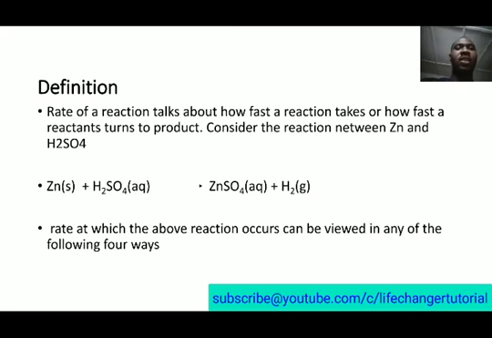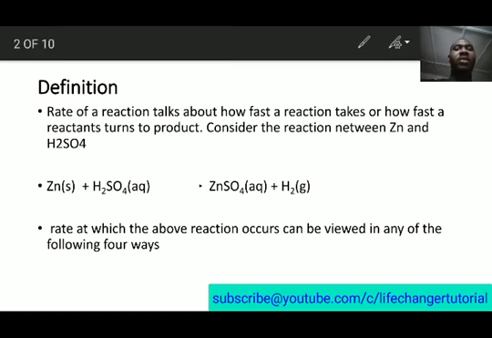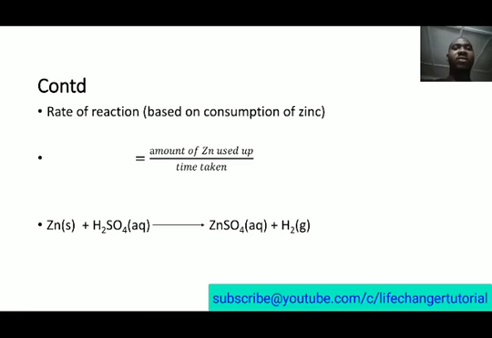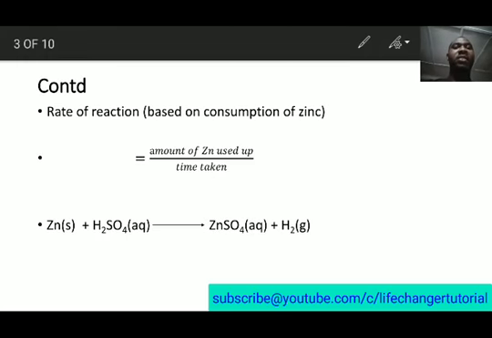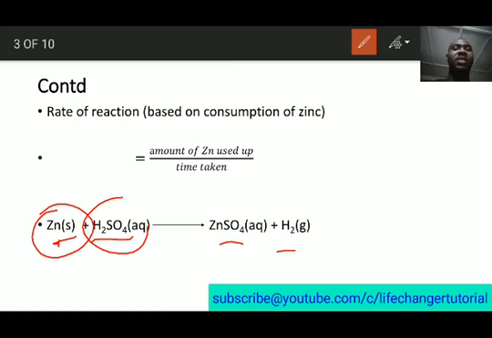Into product. So we consider the reaction here between zinc and H2SO4. You can see zinc reacting with H2SO4 to give us ZnSO4 plus hydrogen. Now the rate at which the above reaction occurs can be viewed in four ways. First of all, the rate of reaction can be based on consumption of zinc. Remember, zinc reacts with this to give us this and this. So rate of reaction can be based on this, this, this, and also this.